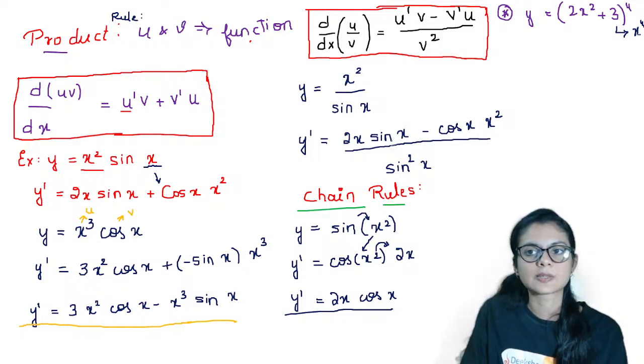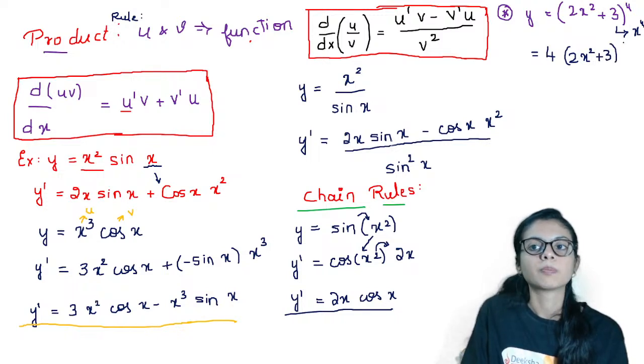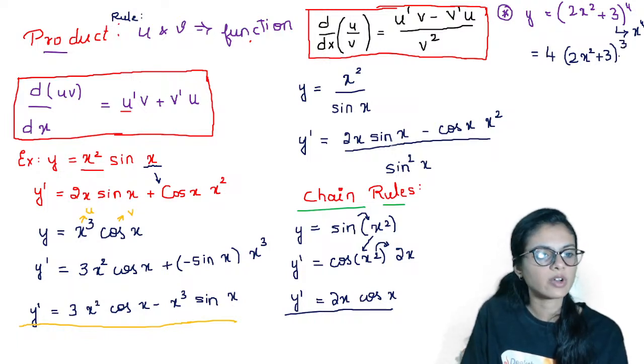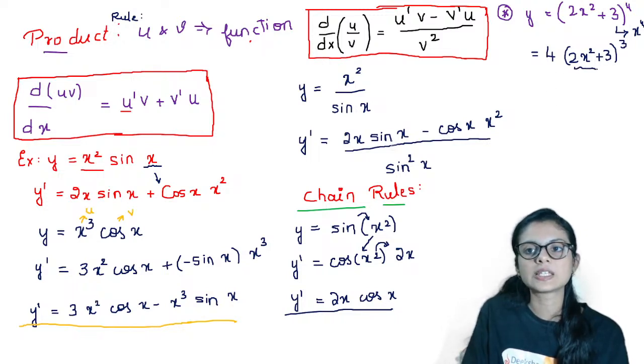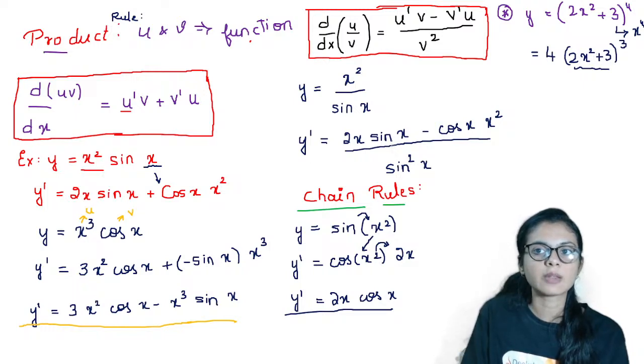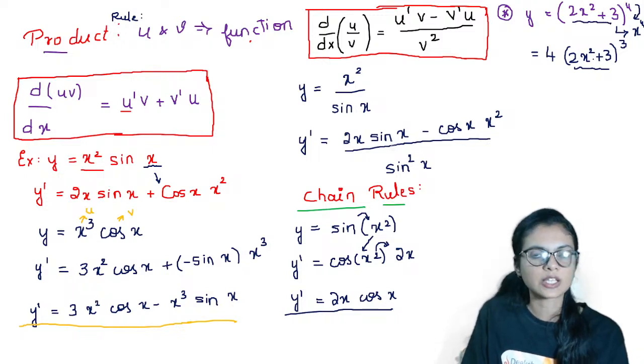First, I will reduce this. X power 4 can be separated as 4 into x power n minus 1, where x is 2x square plus 3 and n minus 1 is 4 minus 1, that is 3. So one layer I have removed. In the same step, now I am going inside. So I removed the power which is outside, then I am going to this function. So 2x square plus 3. Now I will differentiate 2x square plus 3.